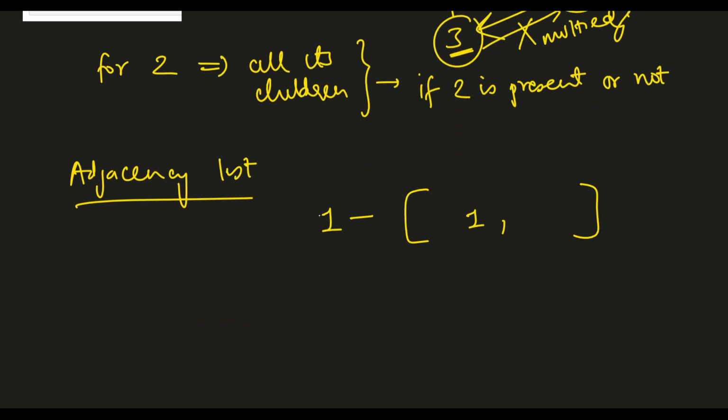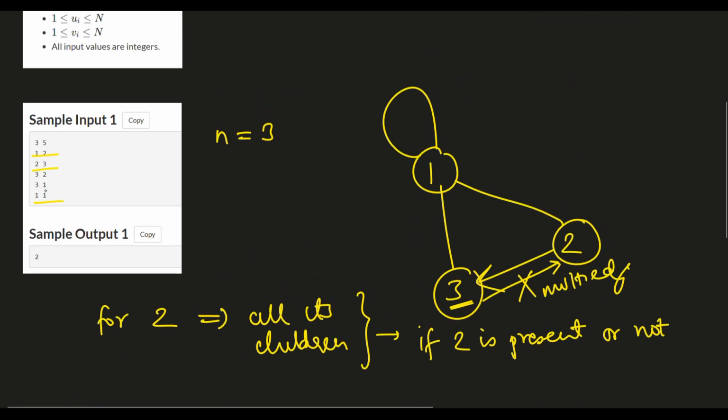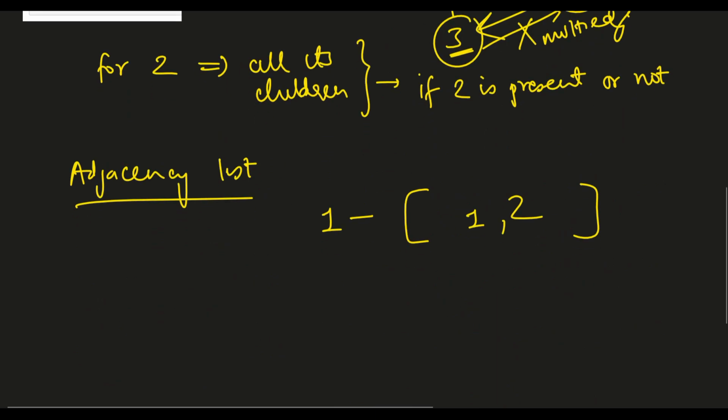1 is connected to 1 and 1 is connected to 2. All right, so this is the adjacency list. Next, 2 is connected to 3 and that's it, right? So 2 is only connected to 3.